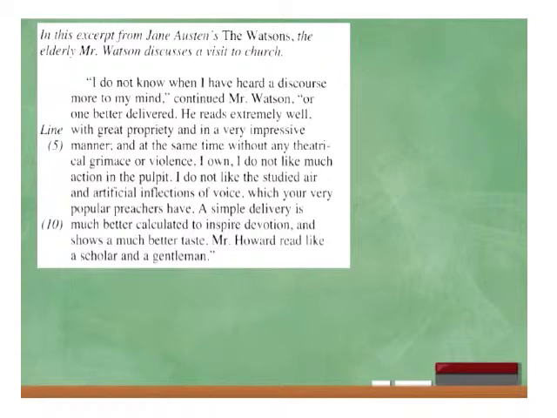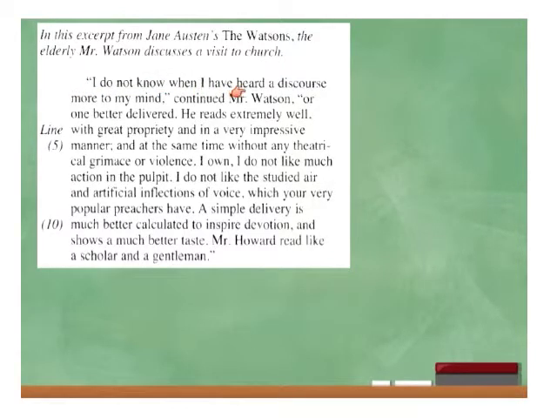We want to use the thumb or the finger to help guide our reading. Because this is a short passage, we will read the entire passage thoroughly. In this excerpt from Jane Austen's The Watsons, the elderly Mr. Watson discusses a visit to church. Notice the open quotation. This means that the author is not speaking. It's Mr. Watson who's speaking.